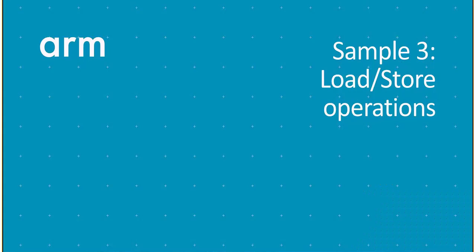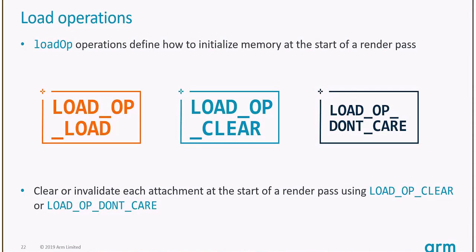Moving on, the next sample is about load and store operation. This is a major issue on mobile, and it's quite interesting because the best practice for desktop, or what makes sense for desktop, might be really different than what makes sense for mobile. Now, you're probably familiar with the load operations. There are not many of them, and their meaning is quite straightforward. One of them is load, so load previous content you have in memory; clear, so clear the contents of your image; or don't care, if you are going to render on top of it anyway.